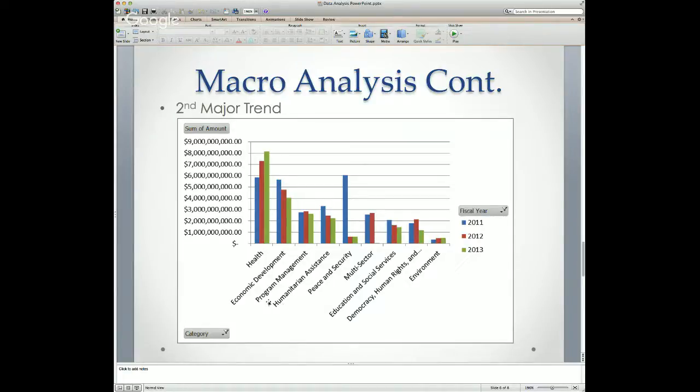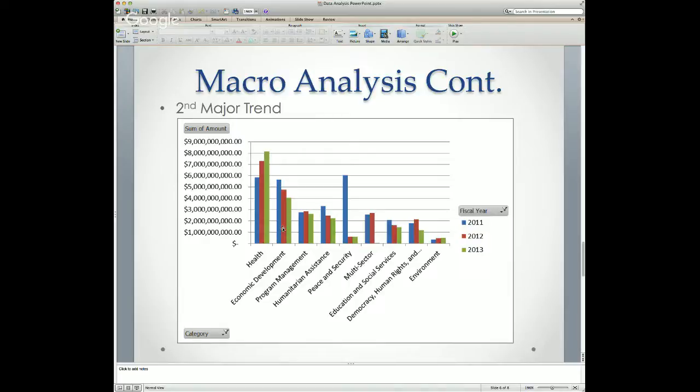As you can see, the two biggest categories were health. Yeah, it was mostly health, and then peace and security, really.